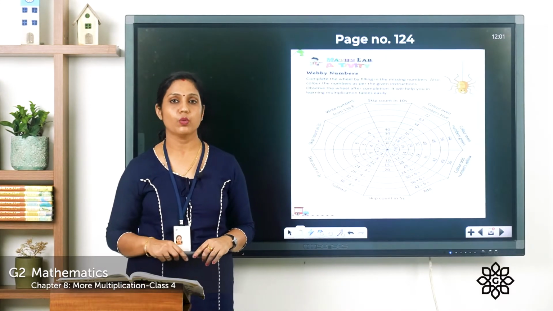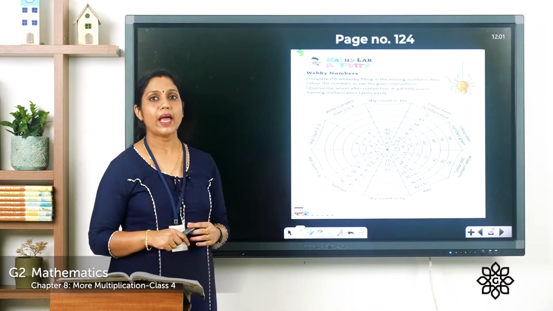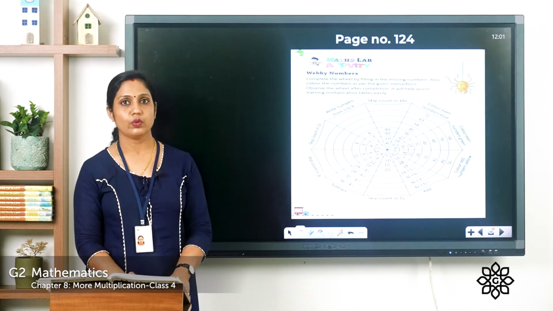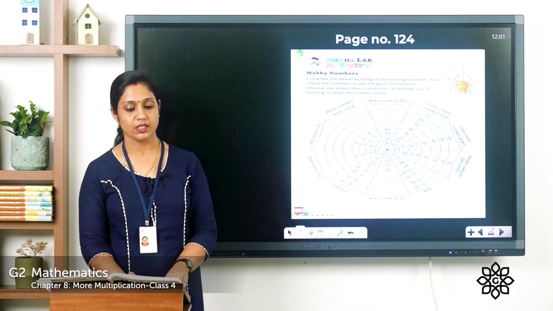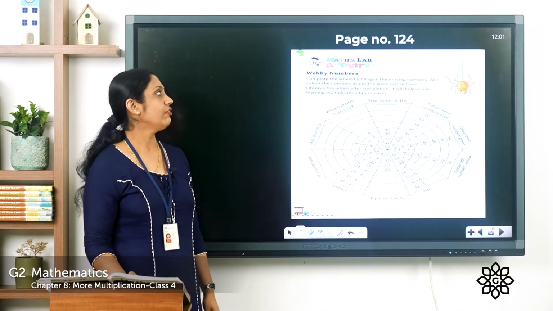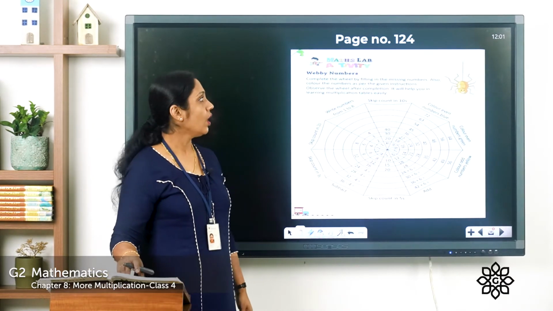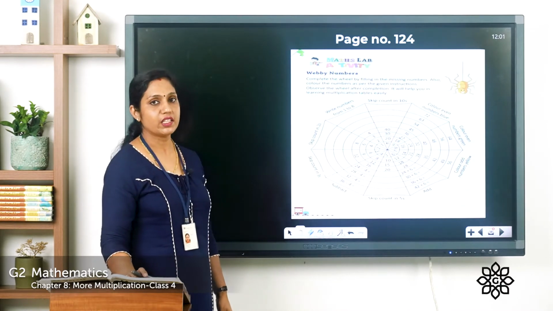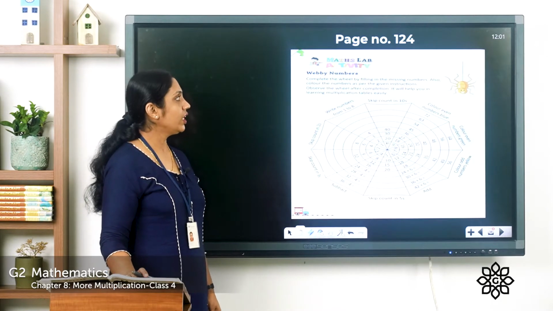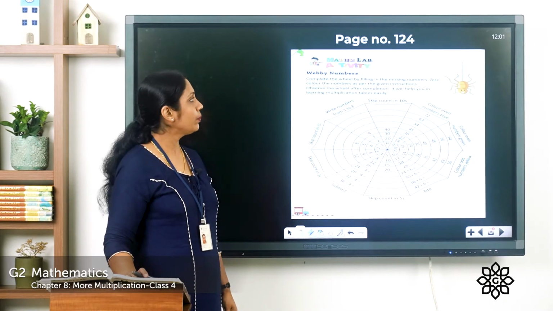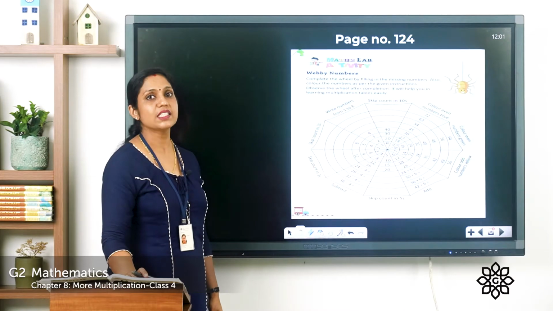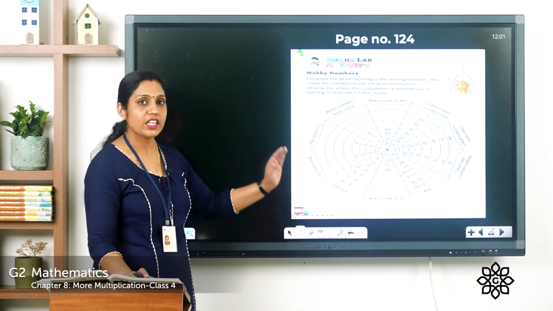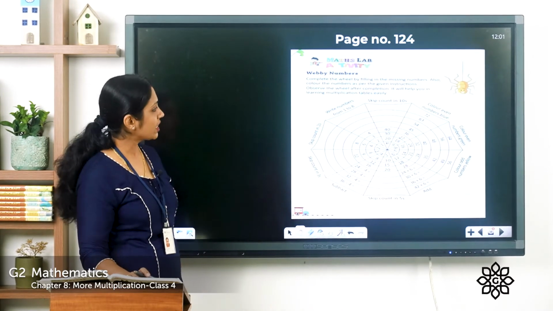Next, page number 124, we have a Maths Lab activity. So let's read the question there. Webby numbers. Complete the wheel by filling in the missing numbers. Also, color the numbers as per the given instructions. Observe the wheel after completion. It will help you in learning multiplication tables easily. So you can see a web has been given here. Instructions are also given. So now let's check what we have to do.